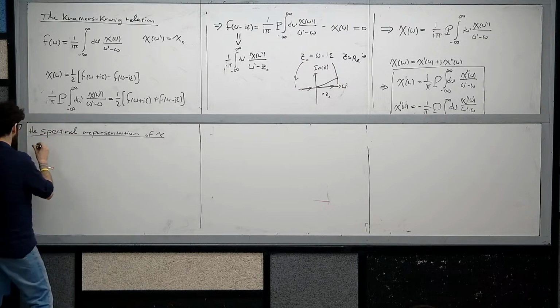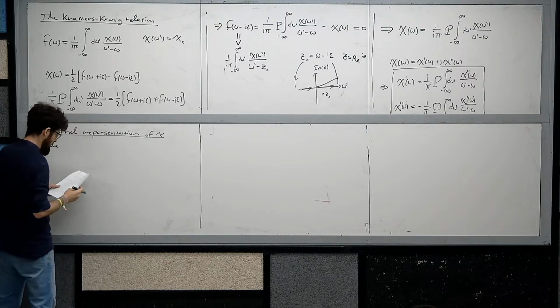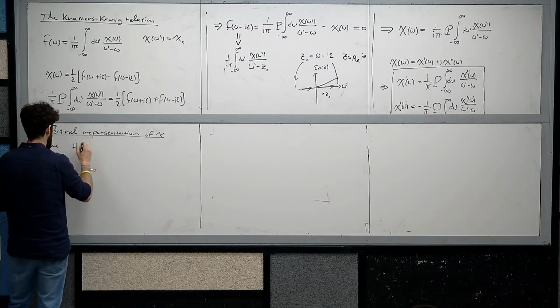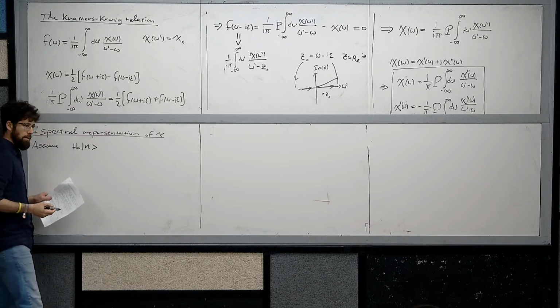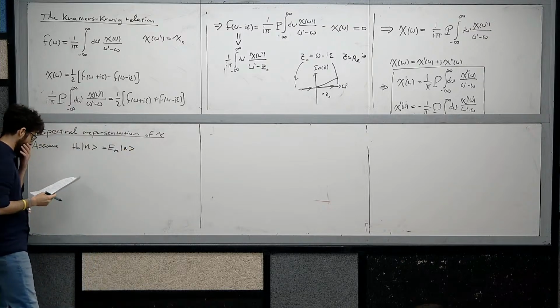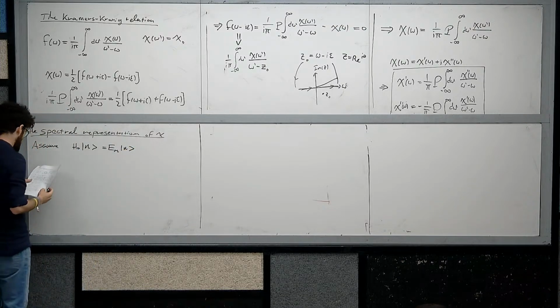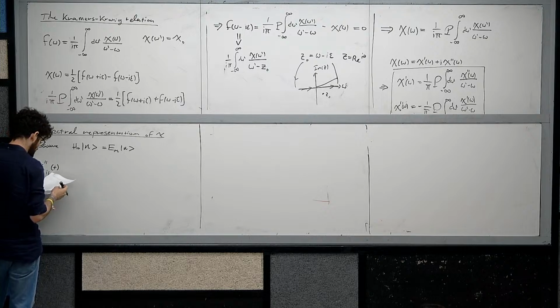Okay, so let's assume that by what wizardry we somehow diagonalized the time-independent part of the Hamiltonian, so we have a spectrum. Okay. Now let's look at our definition for chi double prime.